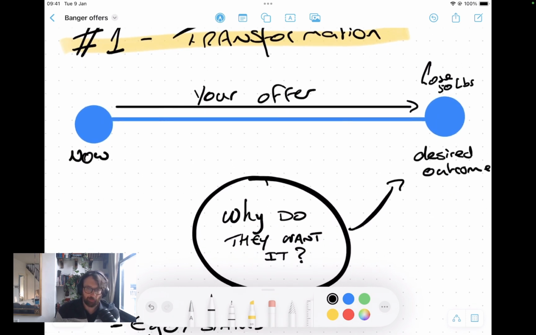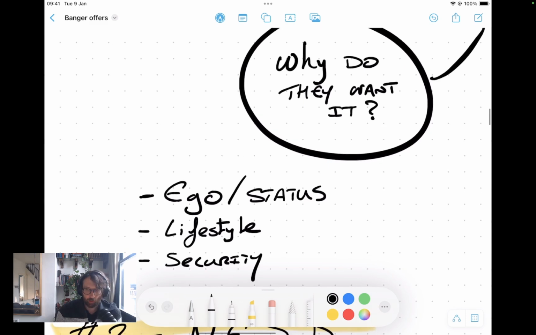Why do they want to lose 50 pounds? Okay, there are different reasons why people want that transformation. Now, there's a multitude of reasons, but you can generally thin it down to just a handful. The first one is ego or status.